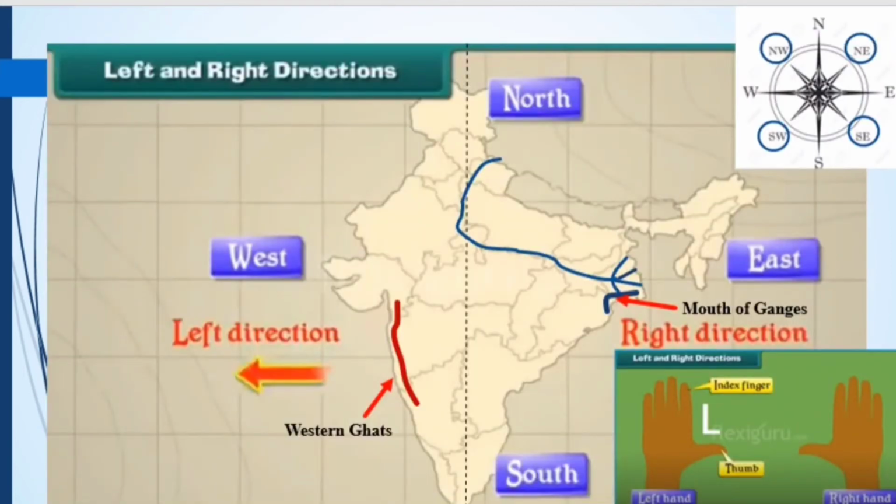In order to describe any map, you need to know cardinal and intercardinal directions. By using them, you will be able to describe a map with more details. For example, in this map, the river starts somewhere close to north and ends at east.